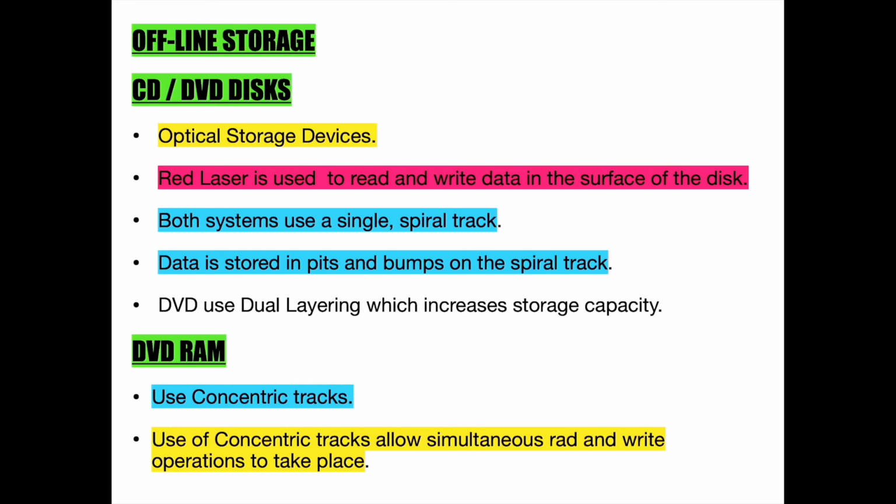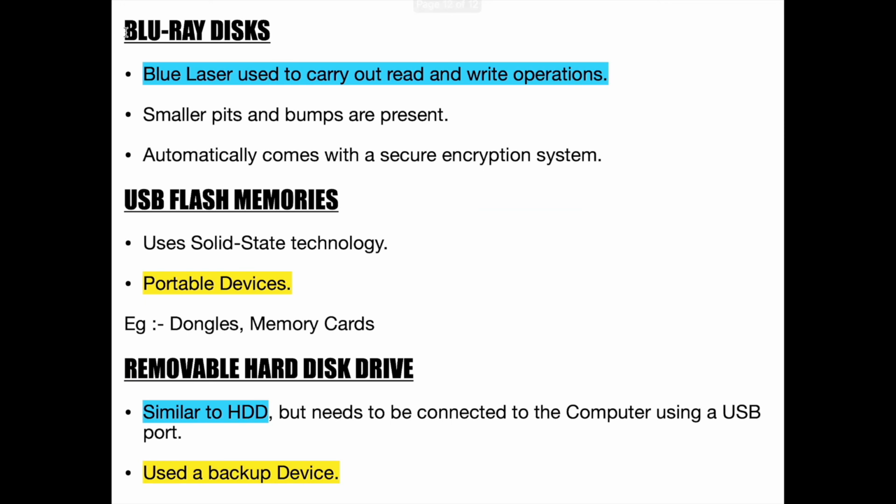The Blu-ray disc is the next device. This disc uses a blue laser to carry out read and write operations. It contains smaller pits and bumps, and automatically comes along with a secure encryption system. Well, this is a general idea about this drive.